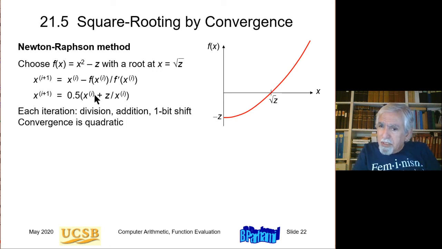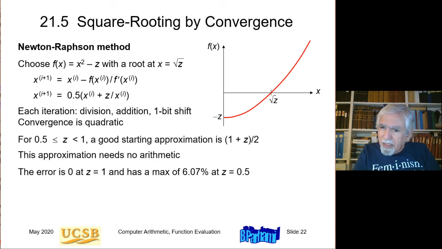Okay, so the formula says the previous estimate plus z divided by the previous estimate. So I need one division, one addition, and a right shift times 0.5. So each iteration involves one division, one addition, and a right shift. And then I converge to the square root quadratically, like the division or reciprocation algorithm that we discussed. This also has quadratic convergence.